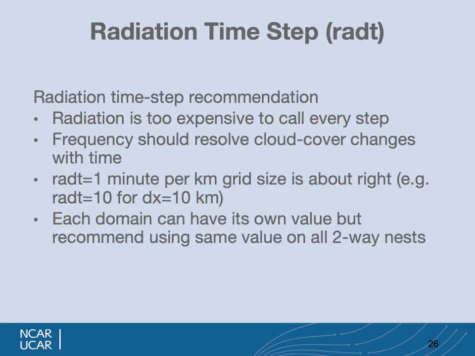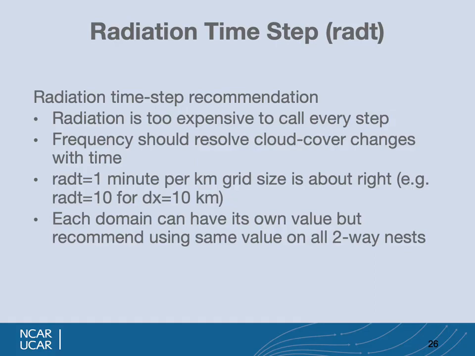So radiation is part of the physics that actually is very expensive to run. So we don't run it every time step. We instead have a time step that we designate for radiation called RADT in minutes that you would specify. Typically then the radiation runs about every 10 time steps. Our rule of thumb for this is 1 minute per kilometer grid size.